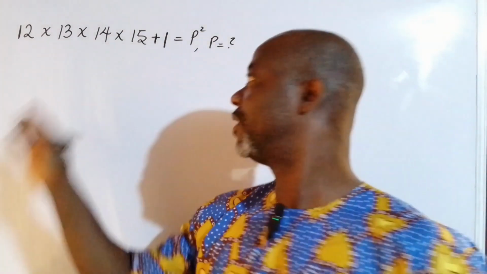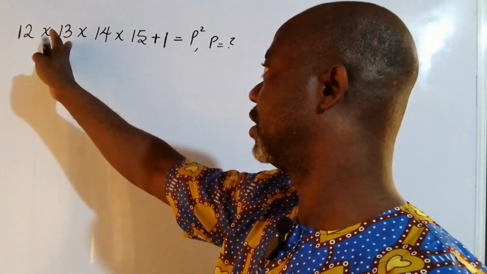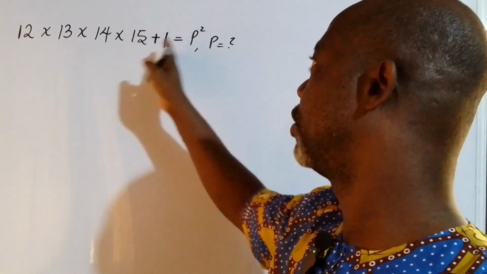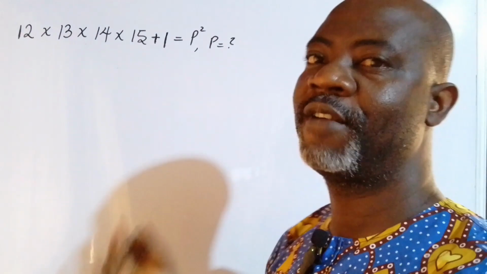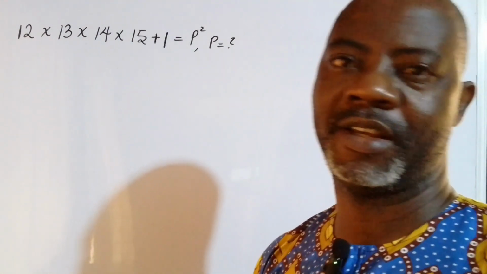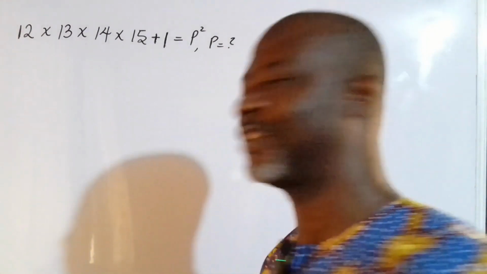And then here we have this challenge on the board. 12 times 13 times 14 times 15 plus 1 equals p squared. What will be the value of p? This is a very interesting challenge and you are going to see that play out right before your eyes. Okay, so guys, let's go.